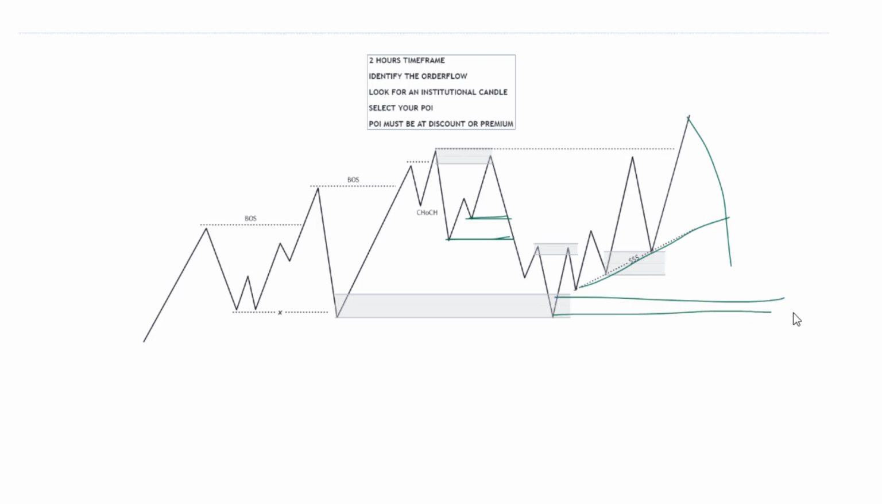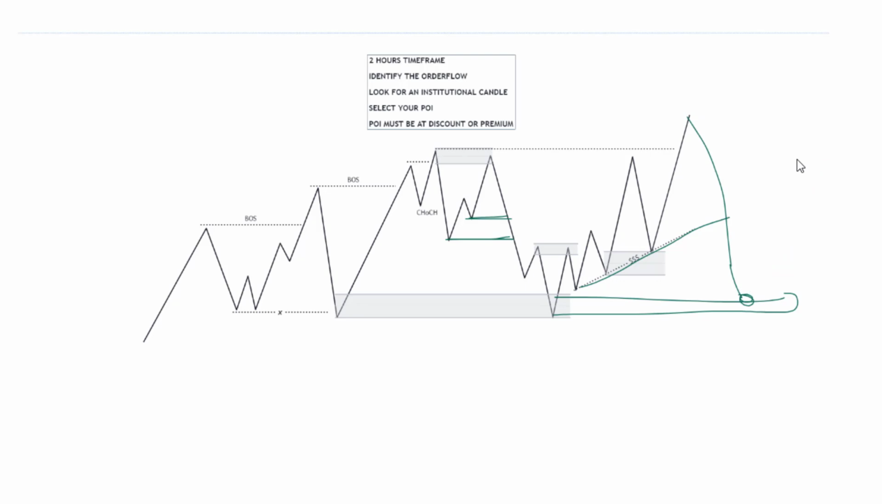Now we might have a point of interest, then price will come back once more to mitigate that point of interest, then go for external range liquidity. Okay, so this is it, and I hope you understand exactly where I'm driving to. So let's move to the price chart. Let me show you a live example.